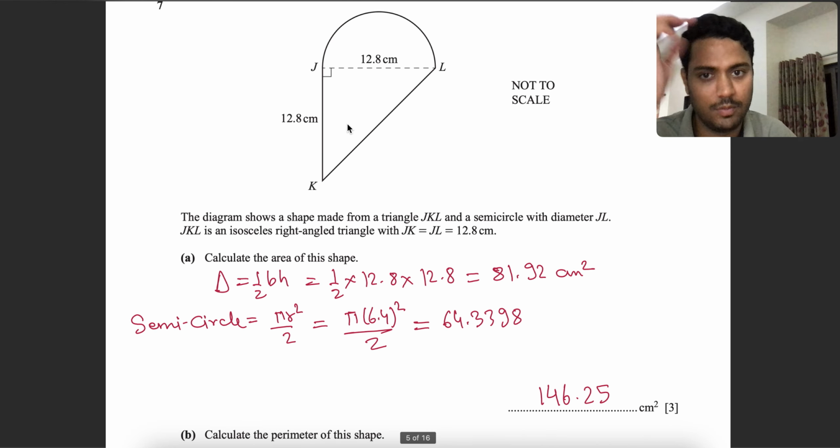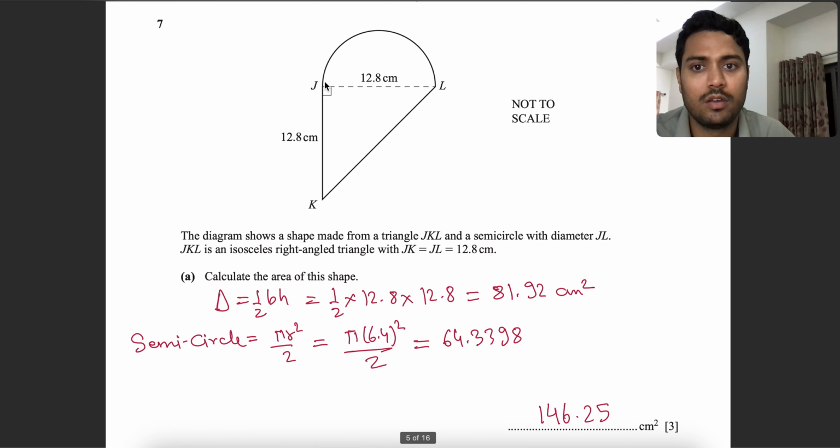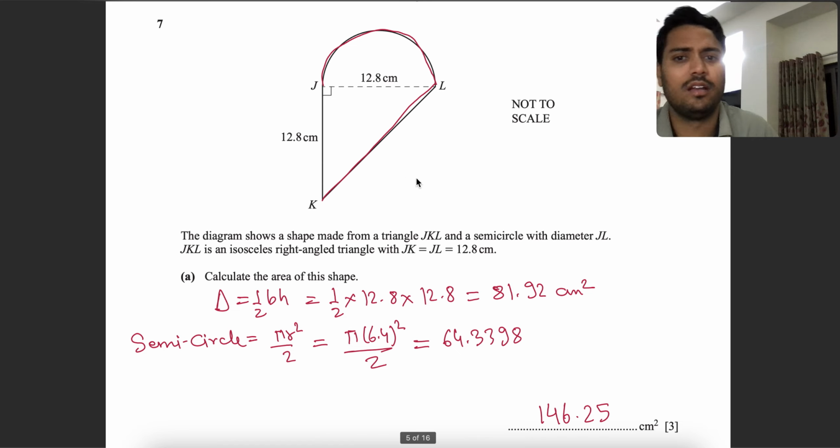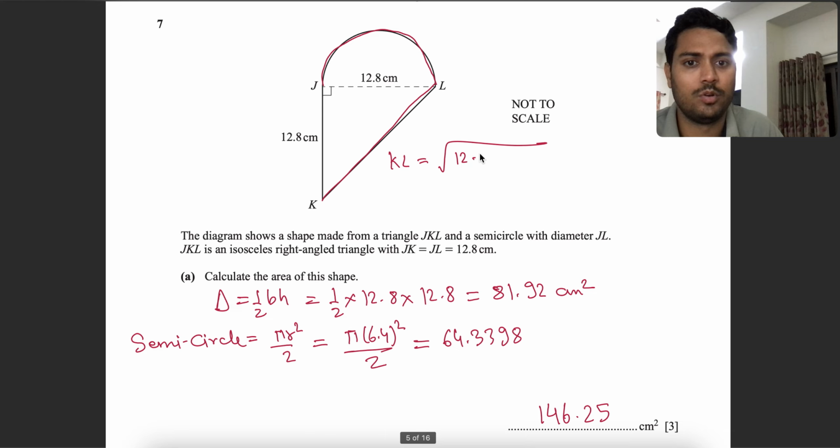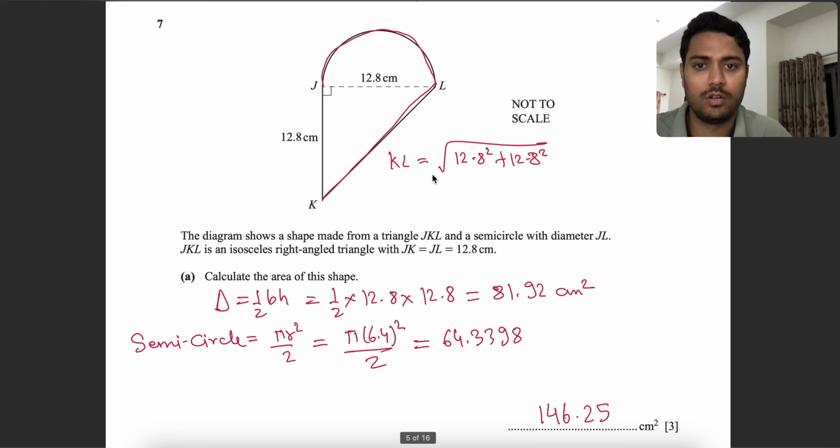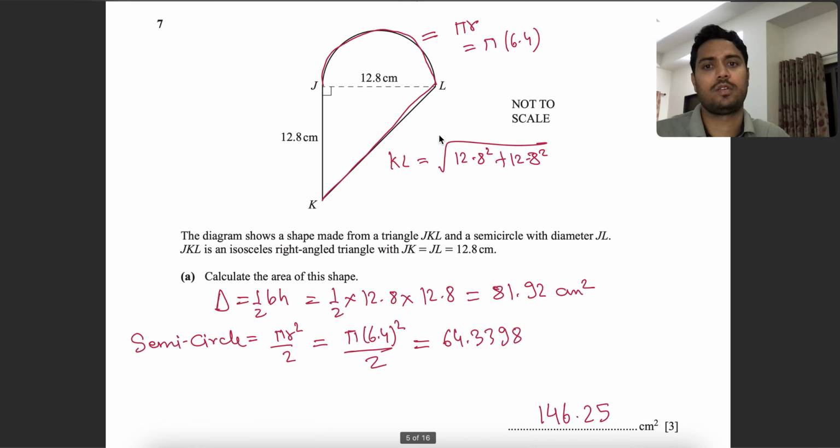So the perimeter of this shape is going to be this side JK, 12.8, this length JL and KL. So let's find KL first. Because it's a right angle triangle, KL will be under root of 12.8 square plus 12.8 square. We can do this directly in the calculator also. And this part is going to be pi r simply. So pi into 6.4.